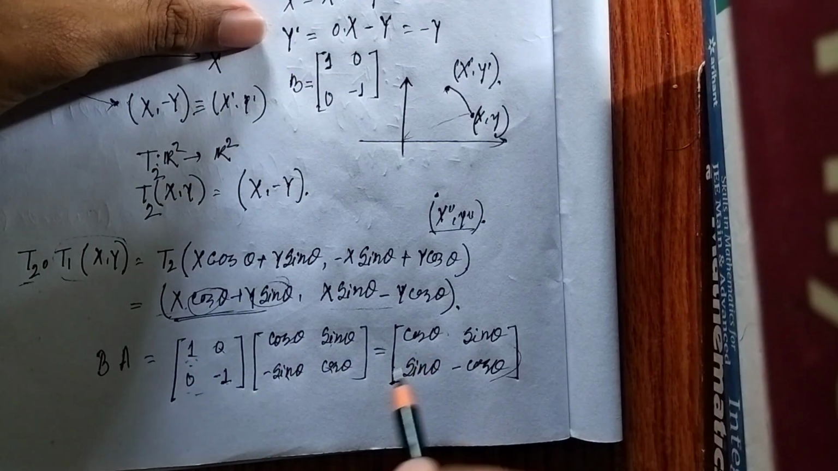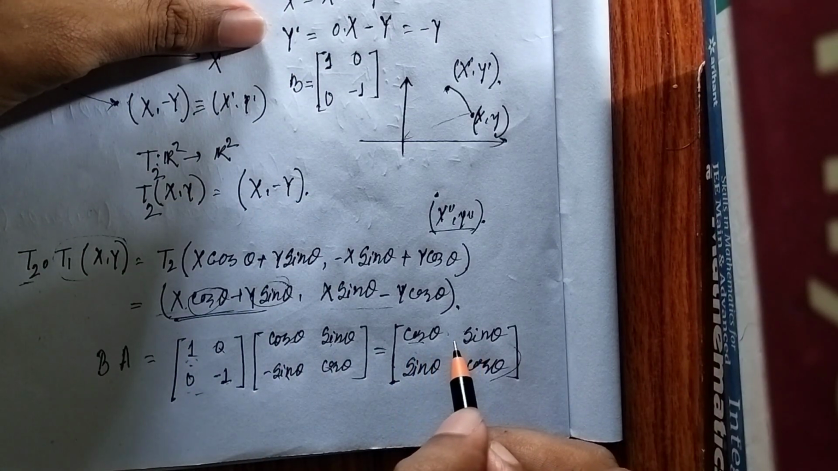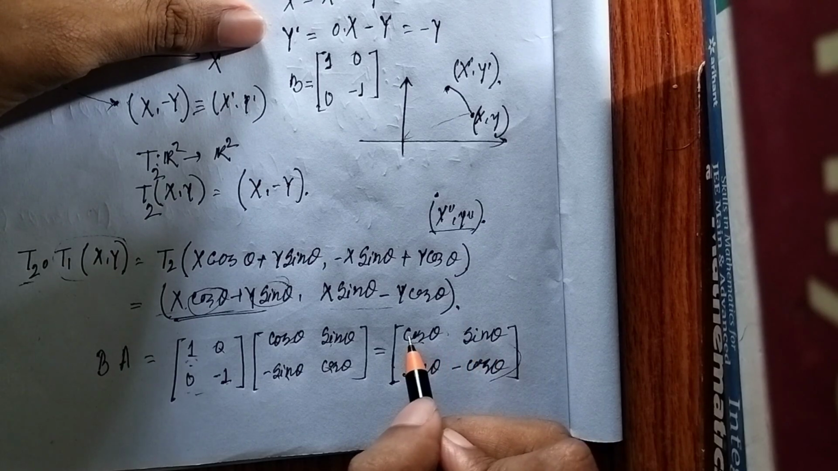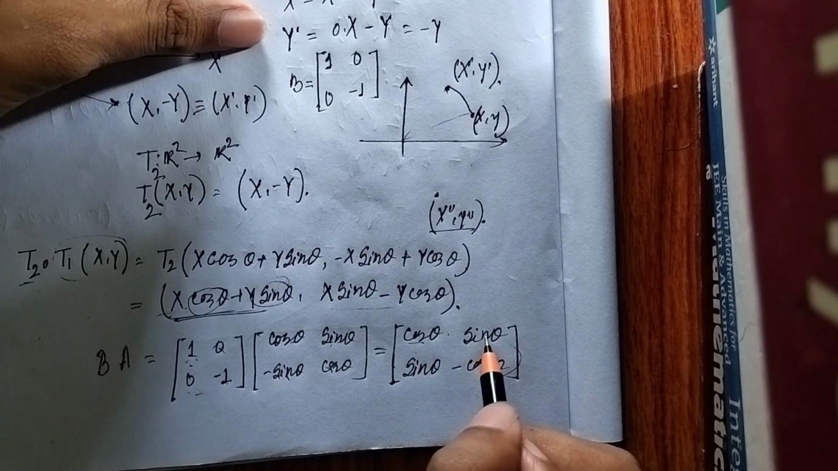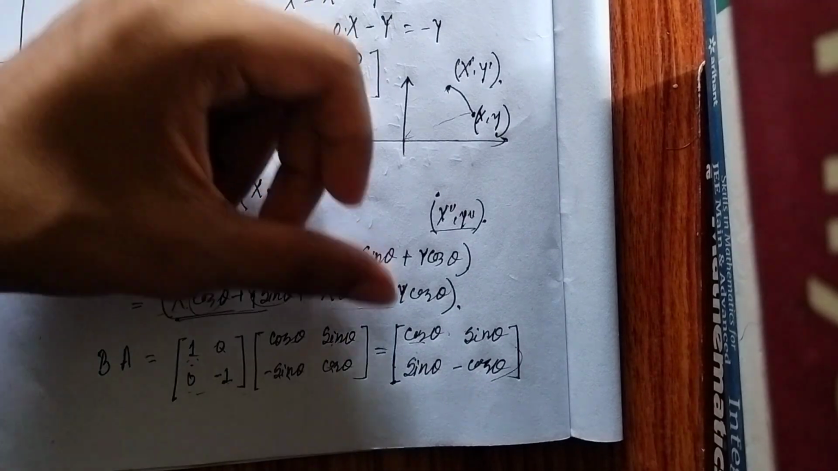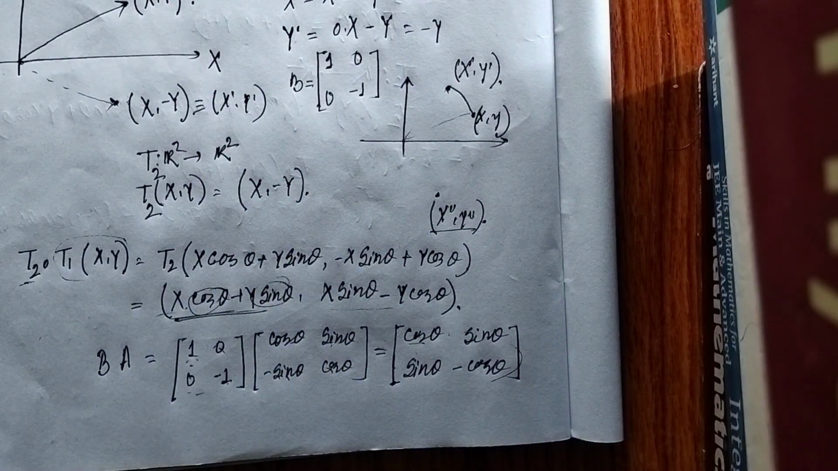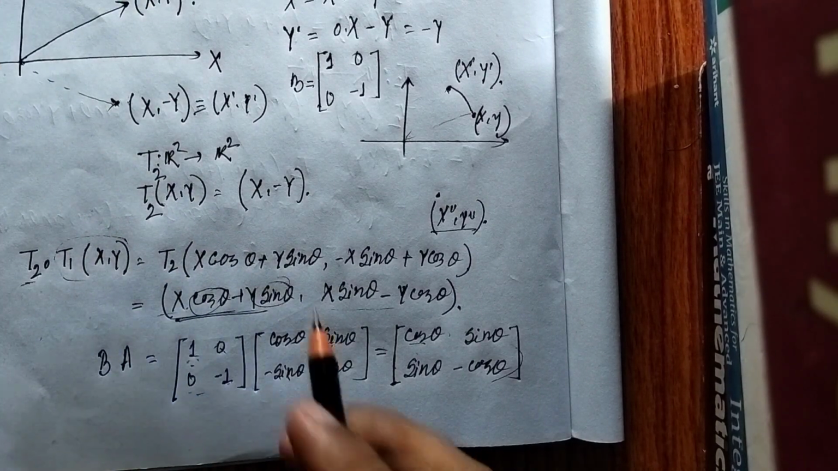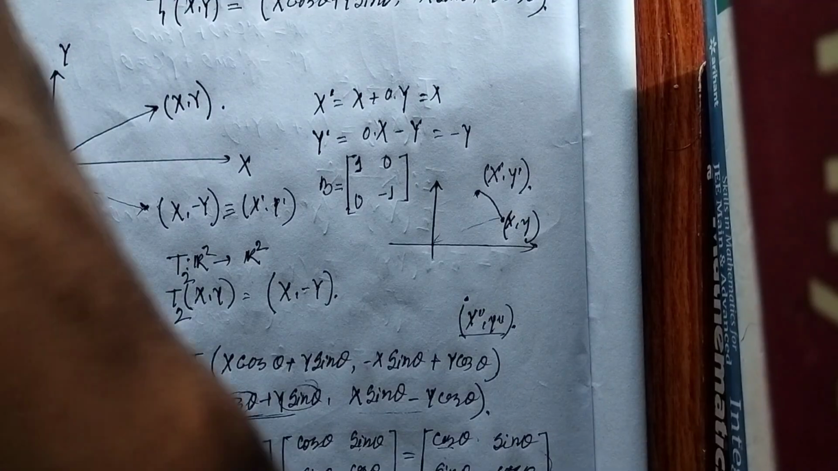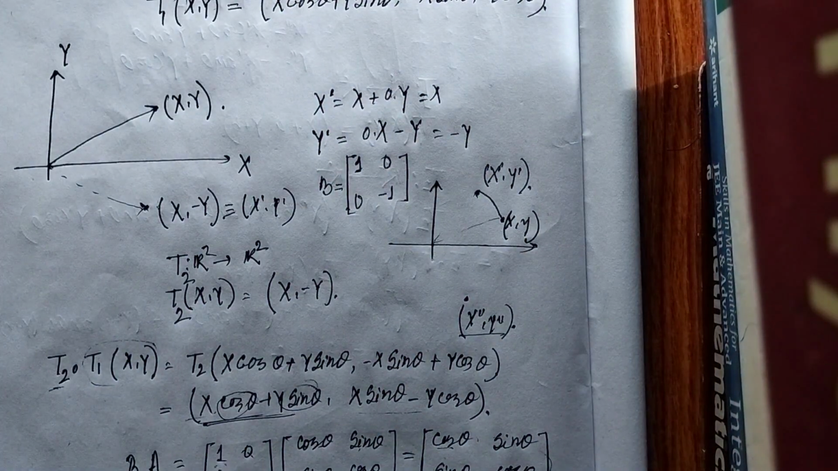Ultimately we end up with x cos theta plus y sin theta, and x sin theta minus y cos theta. This is the ultimate result. So if we are multiplying two matrices, what we are actually doing is multiplying two transformations.